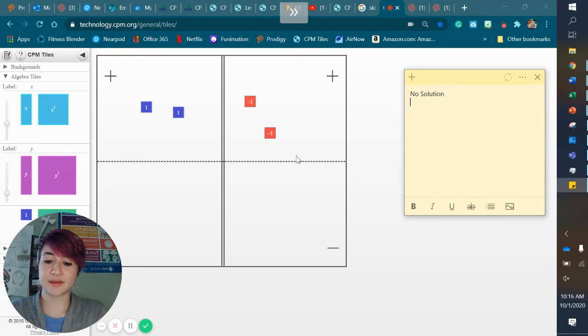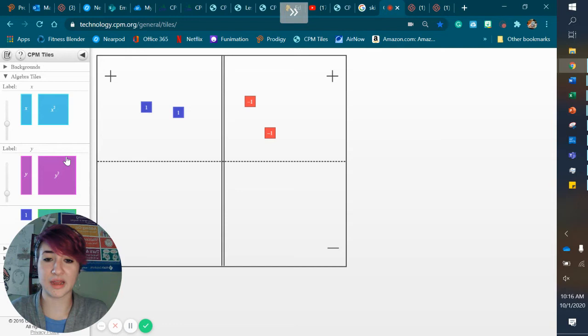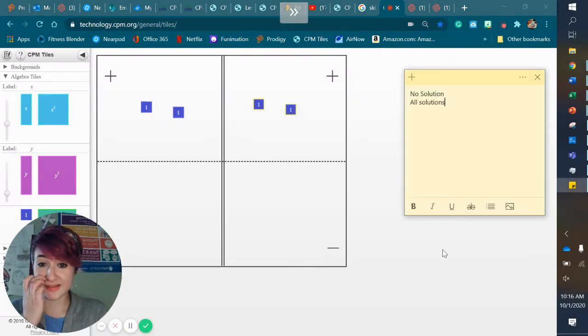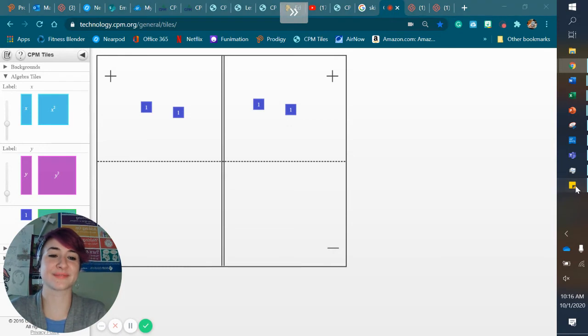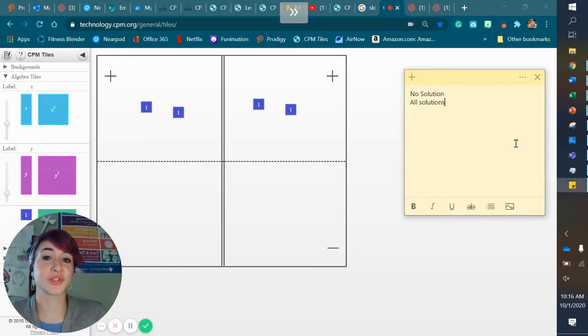Now there is one where all the variables go away, and it's called an all solutions problem. This is called an all solutions problem. If you end up with both numbers on either side being the exact same, so in this case 2 and 2, it could be 10 and 10, it could be -2 and -2, right?